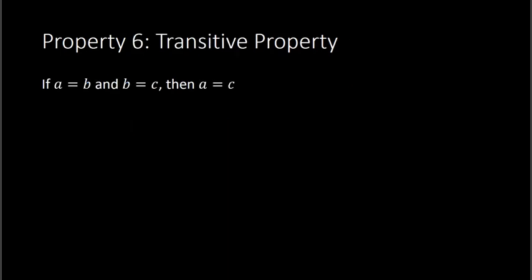And lastly, we have what is called the transitive property. The transitive property says that if a equals b and b equals c, then a equals c. So this is kind of like a train almost. If you can imagine a train linked together. So a is equal to b, and then b is equal to c, so therefore a and c are going to be equal as well.